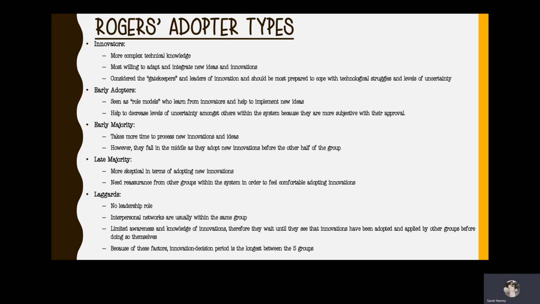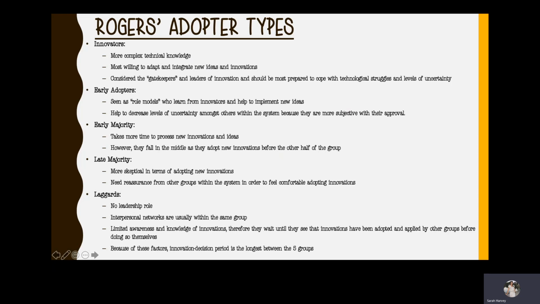Next, we have the early adopters. So while they are not leading as much as innovators, they are still considered leaders in the sense that they are role models who learn from the innovators and help to implement new ideas. Additionally, they help to decrease levels of uncertainty amongst others within the system because they are more subjective with their approval. After that, we have the early majority.